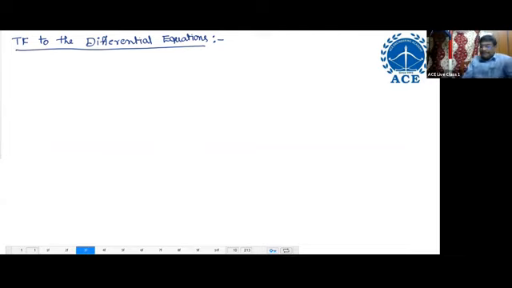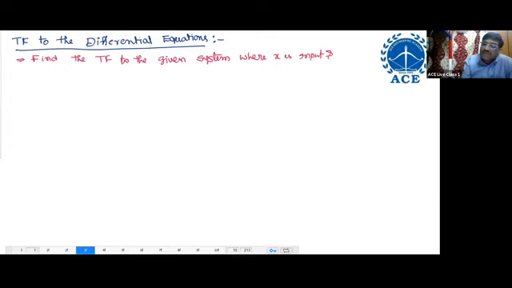Find the transfer function to the given system, we can say, or differential equation also system only, where X is input and Y is output. Assume initial conditions are 0.